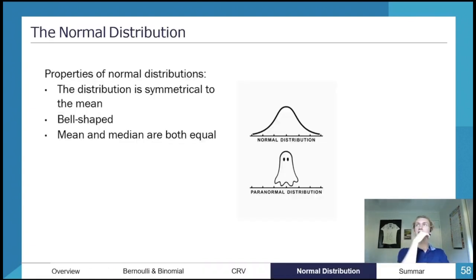Okay, now we're going to talk about the normal distribution. So there's several properties to the normal distribution that I really want you to be comfortable with and very confident with when you answer them. Number one is that the distribution is symmetrical to the mean. Secondly, I want you to know that it is bell-shaped and that the mean and median are both equal. That tallest point, that middle of that graph, is going to be the mean and the median, okay? These are the key concepts of normal distributions.